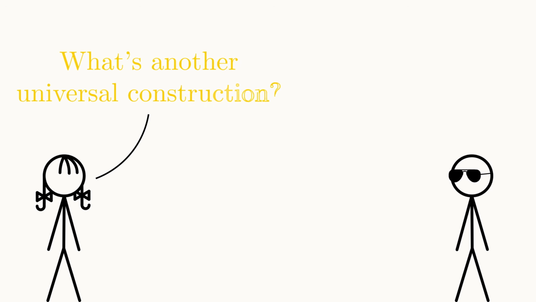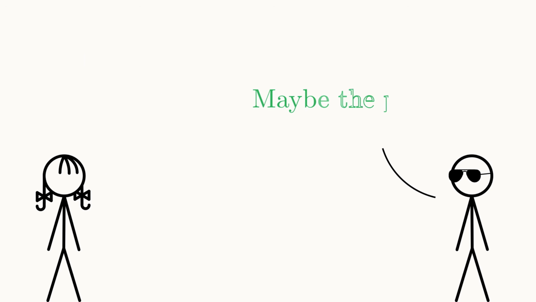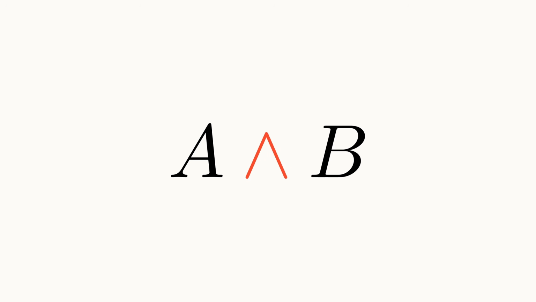Let's use this technique of universal construction again by trying to find a generalized categorical definition for the proposition A and B, which we call the conjunction of A and B. Recall that for any two propositions A and B in our category of proofs, there is a proposition A and B, which is true exactly when both of the propositions A and B are true.